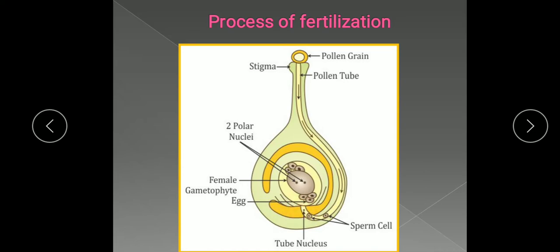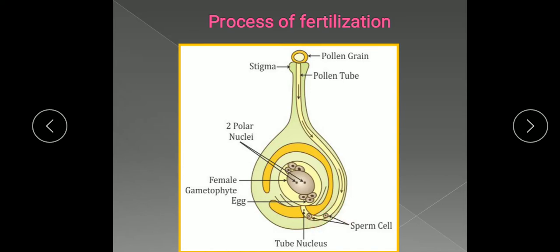These are the 2 sperm nuclei, because the generative nucleus divides and forms the 2 sperm cells or the male gametes, and this is the tube nucleus. So here the pollen tube reaches the ovule. Now the generative nucleus divides and forms the 2 male gametes. The pollen grain contains the tube nucleus and 2 male gametes. Now this is the male gametophyte, and the ovule is there.